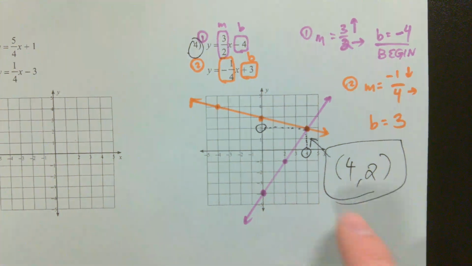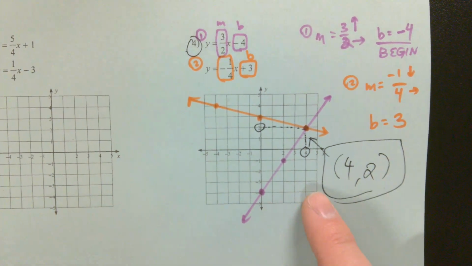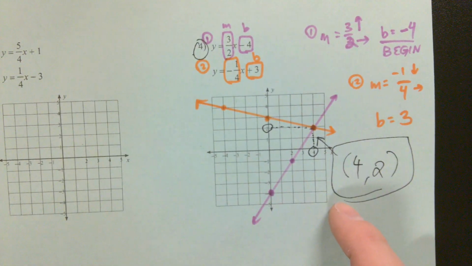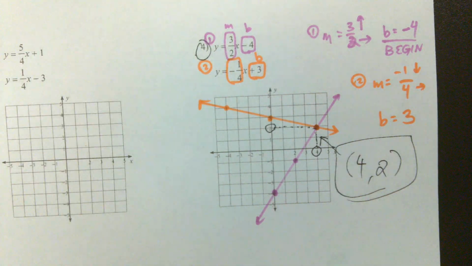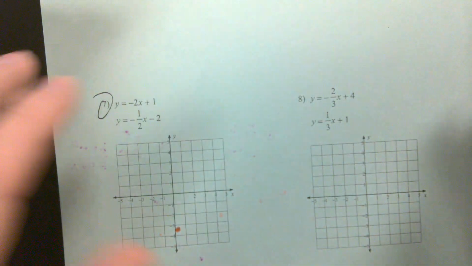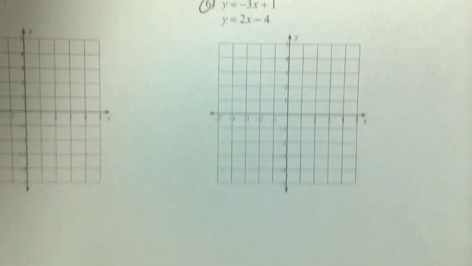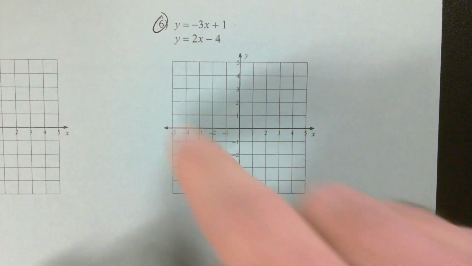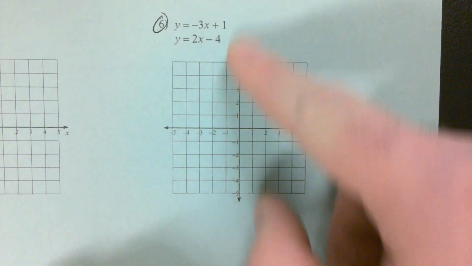Anyone's graph look like this in number 4? Quick little thumb up if you got 4. 1, 2, 3 people. Ooh, maybe we should take another day on this, but we won't. All right, on the back to 6. Now I see some issue here right away because my slopes aren't fractions.